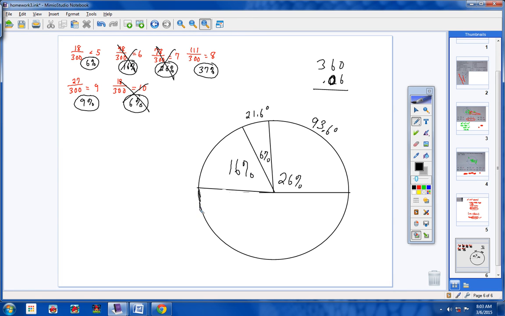And now the arc measurement, well, you're going to take 0.16 times 360. So 0.16 times 360 will give you 57.6. So the degrees here would be 57.6 degrees. Alright, so let's see what we got left here, guys. We've got 6, 9, and 37.